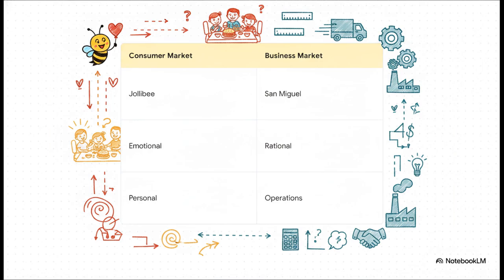We can actually see exactly how this plays out with major local brands. Take Jollibee. They absolutely thrive on consumer market strategies. Their campaigns are completely engineered around nostalgia, family bonding, and those really emotional cravings. Meanwhile, you look at a giant like San Miguel Corporation, and they rely heavily on business market strategies. They're securing these massive logistical and supply chain contracts based entirely on rational, long-term operational reliability.